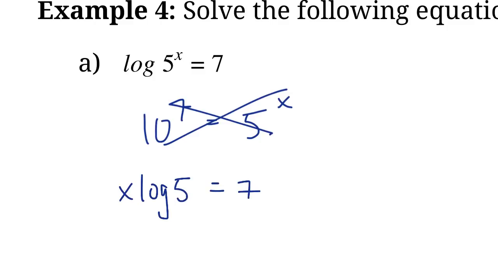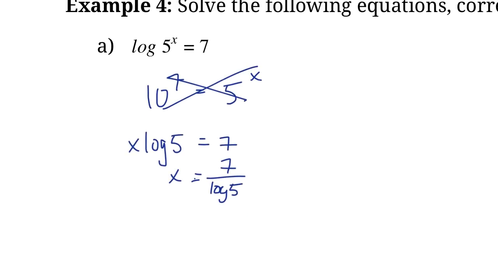Isn't that easier to solve? Because I can just do x is equal to 7 over log 5. Right? That's it. I've solved the equation. All I need to do is plug that into my calculator. It's already in base 10, so it's not like we need to do any change of base or anything like that. And the answer comes out to x is approximately equal to 10.01.